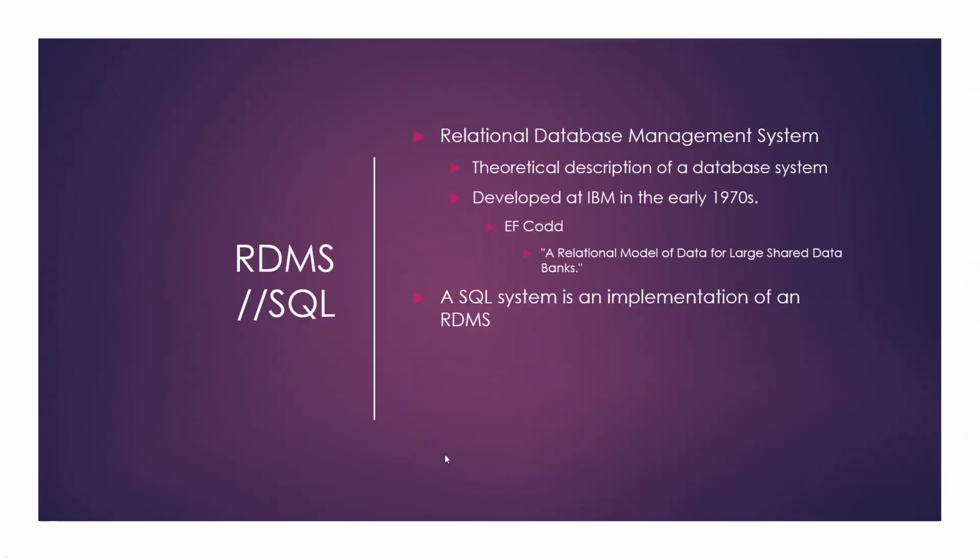So, RDBMS and SQL. The Relational Database Management System is a theoretical description of a database system. It was developed at IBM in the early 1970s by the researcher E.F. Codd, who wrote the paper, A Relational Model of Data for Large Shared Databanks. That's the start of the whole system. A SQL system, then, is an implementation of the theoretical description, RDBMS. And so SQL is what we're going to be studying.